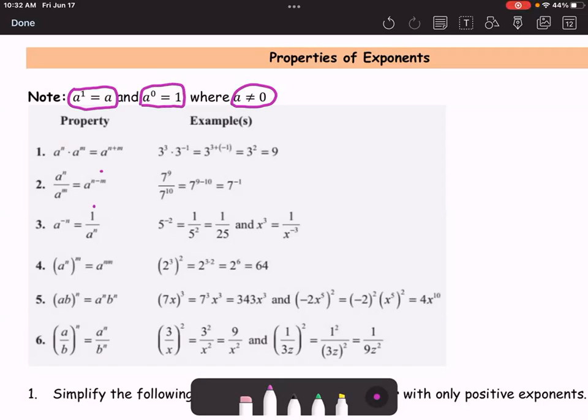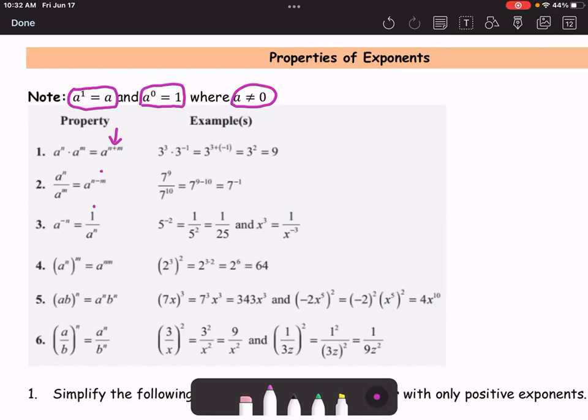The first one is called the product property. A to the n times A to the m is A to the sum of n and m. The second one, A to the n over A to the m, is the quotient property. The result is A to the n minus m, or the exponent of the numerator subtracted by the exponent of the denominator. Number 3 is called the reciprocal property. A to the negative n is the reciprocal of A to the n, or you change from a negative exponent to the positive by taking the reciprocal of the expression.